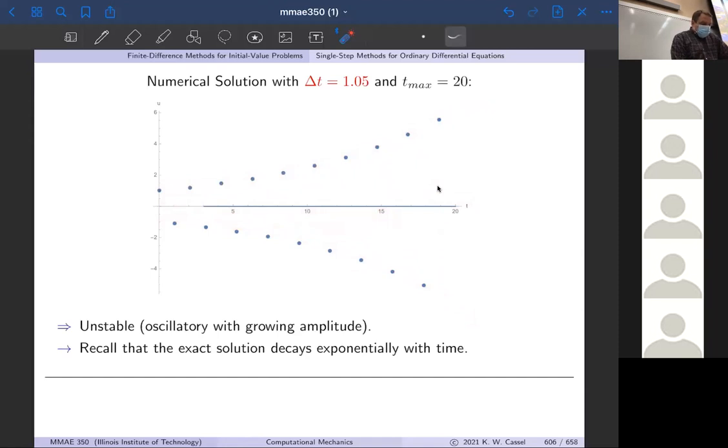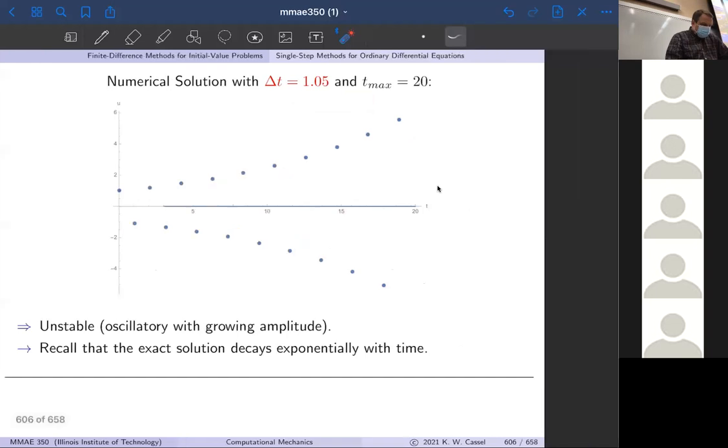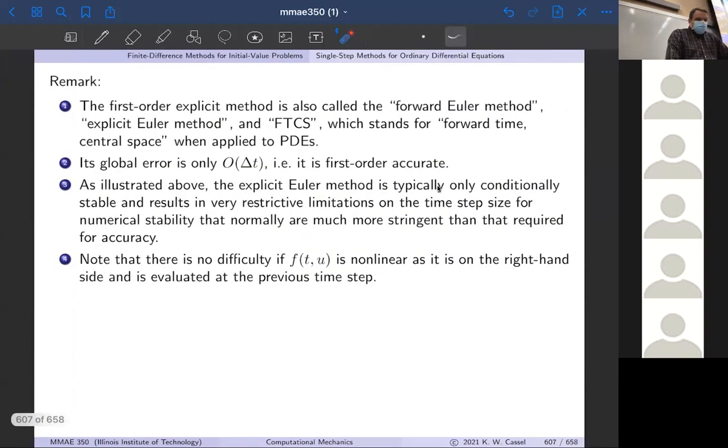All right, so that was for a delta t of 1.05, so just bigger than that threshold of 1. Okay, so you can kind of get a feel for how these things behave and what's going on. All right, let's debrief a little bit.